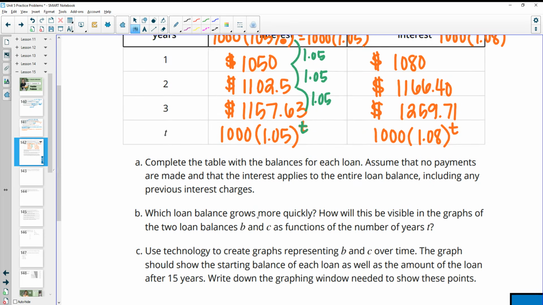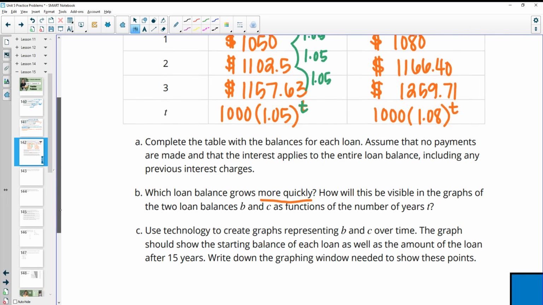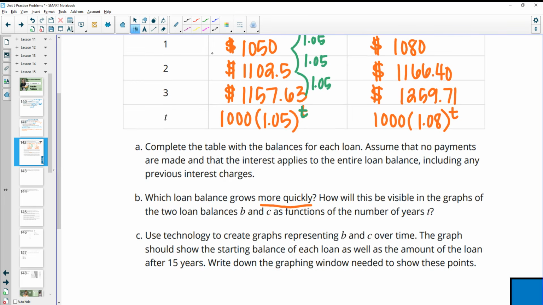So then it says, which loan balance grew more quickly? How will this be visible in the graph of the two loan balances? So remember that this was graph B, and this was C. So in this case, C is growing more quickly, because it's at 8% versus 5%. And you can see it in the table that the numbers are bigger.